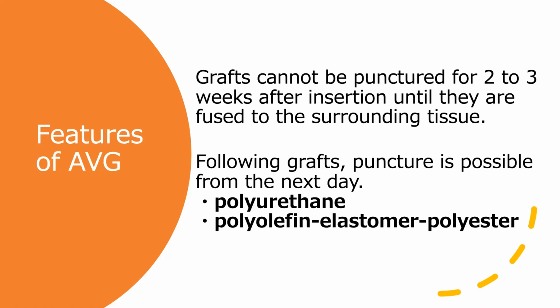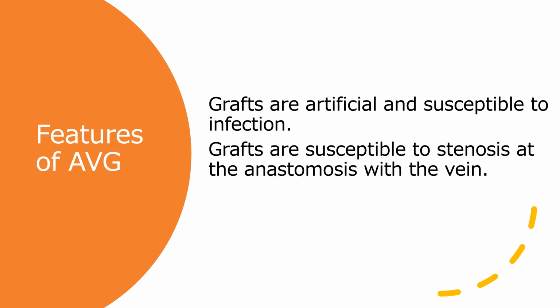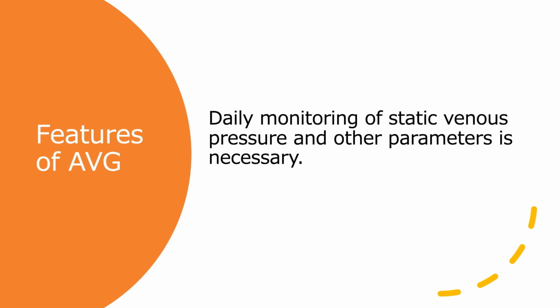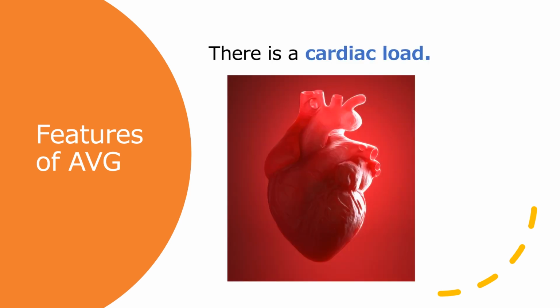Grafts cannot be punctured for 2 to 3 weeks after insertion until they adhere to the surrounding tissue, but in the case of polyurethane and polyolefin elastomer polyester, puncture is possible from the next day. As grafts are artificial, they are susceptible to infection and prone to stenosis at the anastomosis with the vein. Compared to other VAs, it may be occluded more suddenly. Daily monitoring of static venous pressure and other parameters is necessary. There is a cardiac load.